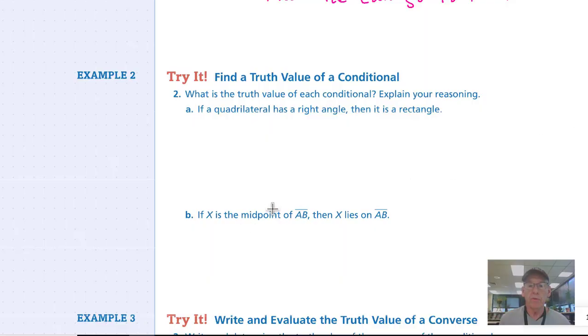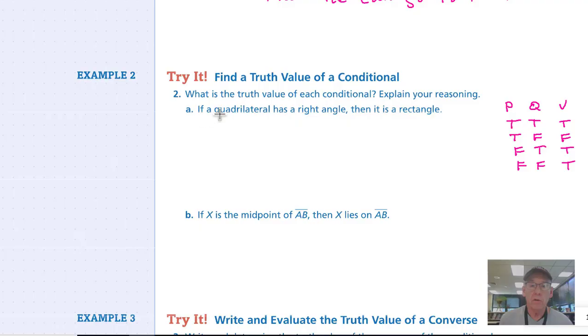Let's look at example 2. Try it. Want to find the truth value of each conditional. Now, remember the truth table. You got P, Q, value. If they're both true, the value is true. If the hypothesis is true but the conclusion is false, the statement is false. If the hypothesis is false and the conclusion is true, it's a true statement. And if the hypothesis is false and the conclusion is false, we say it's a true statement. So there's our truth table for these.